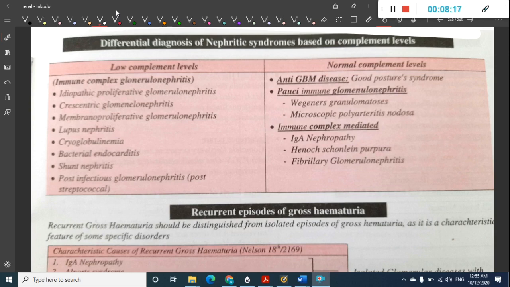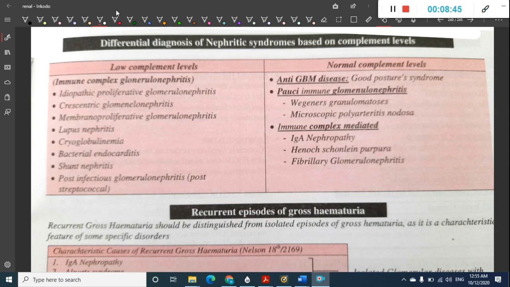If you see, there is one way which you can remember normal complement level diseases. All the diseases with normal complement levels are one way or the other associated with vasculitis. Goodpasture syndrome is a type of vasculitis, right? Then pauci-immune glomerulonephritis, in this we have Wegener's glomerulonephritis and microscopic polyangiitis, polyarteritis nodosa. Both these are again vasculitis.